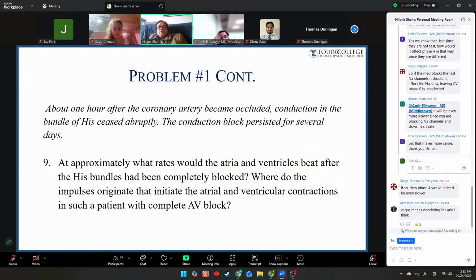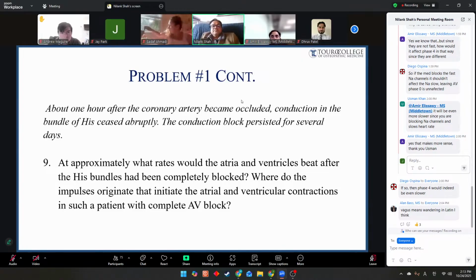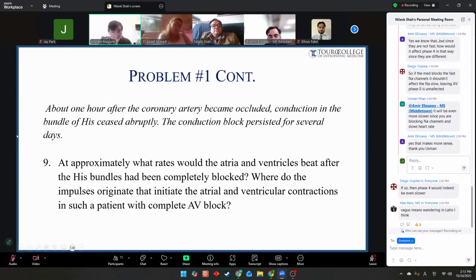So that's the last question here for this case. Who will read this question? Anyone? Yes, Andrew. Yes, thank you, Doctor. I'll read it. So about 1 hour after the coronary artery became occluded, conduction in the bundle of His ceased abruptly. The conduction block persisted for several days. At approximately what rates would the atria and ventricles beat after his bundles had been completely blocked? And where do the impulses originate that initiate the atrial and ventricular contractions in such a patient with complete atrioventricular block? So who can answer that?